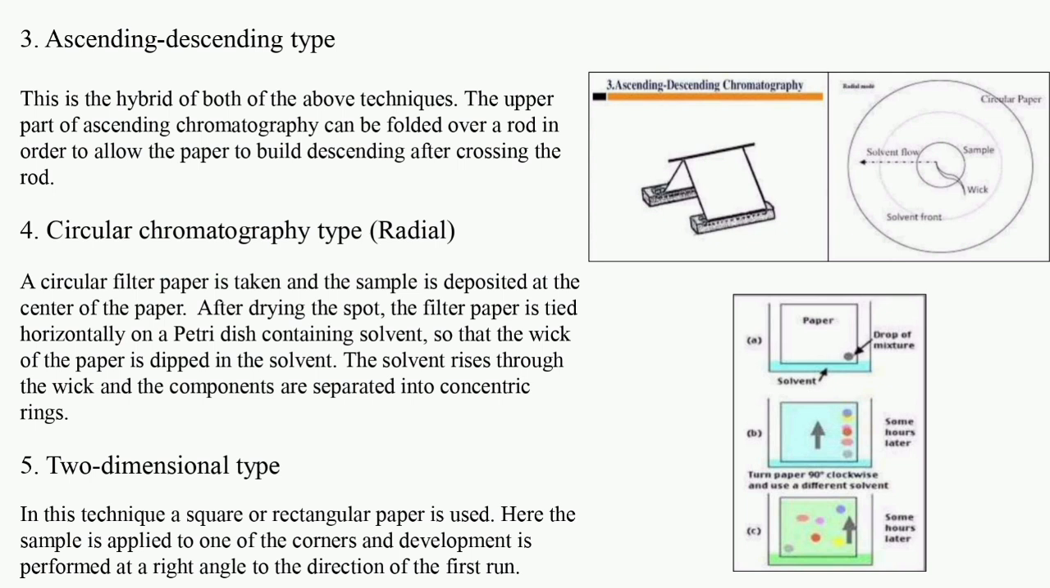5. Two-dimensional type. In this technique a square or rectangular paper is used. Here the sample is applied to one of the corners and development is performed at a right angle to the direction of the first run.